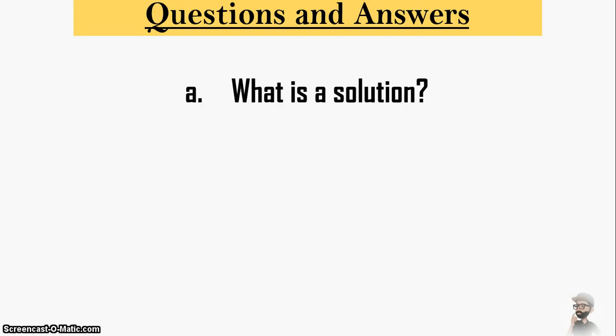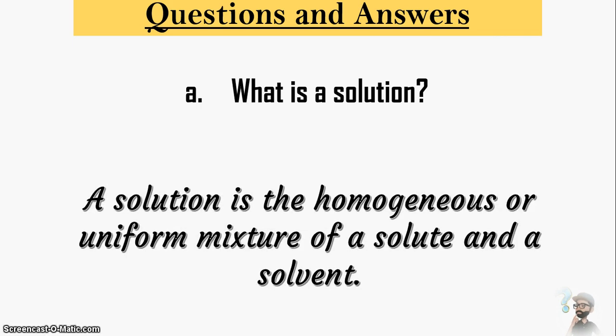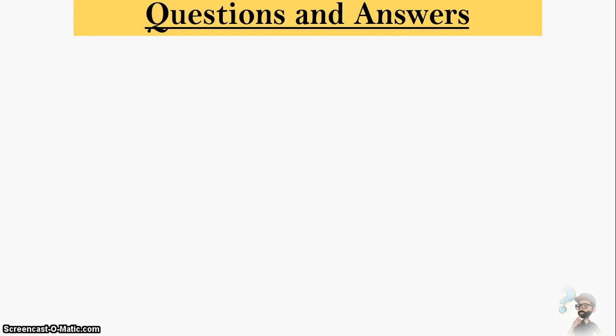A. What is a solution? Can you recall that? Try to remember the picture of sugar or salt dissolving in water. What do you see? So what is a solution? Simple. A solution is the homogeneous or uniform mixture of a solute and a solvent. You can repeat that definition. A solution is the homogeneous or uniform mixture of a solute and a solvent.